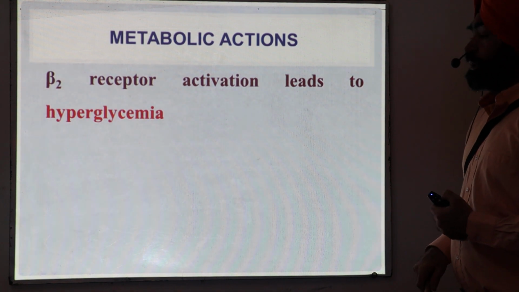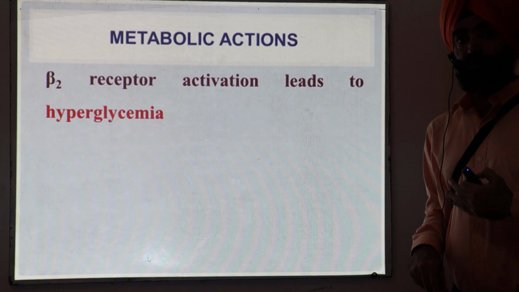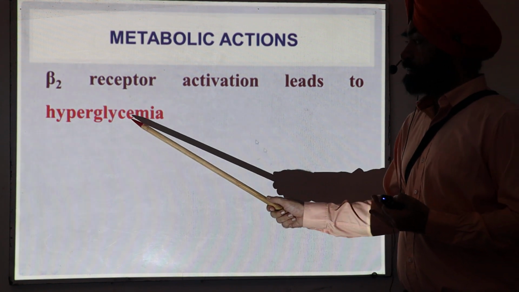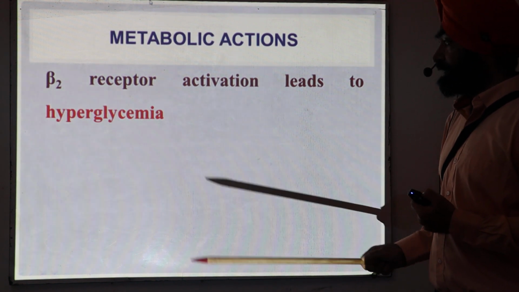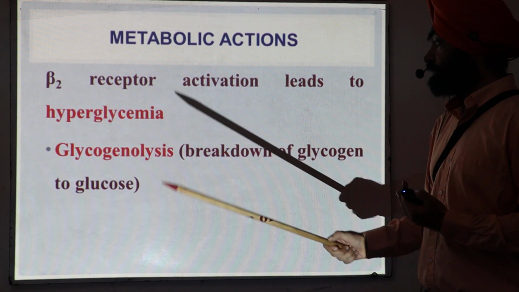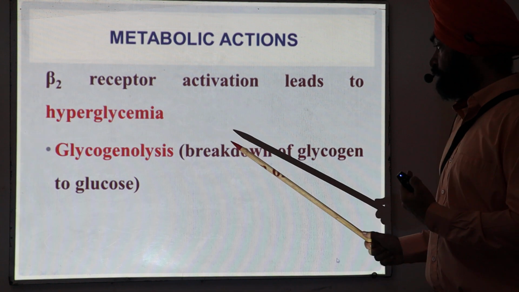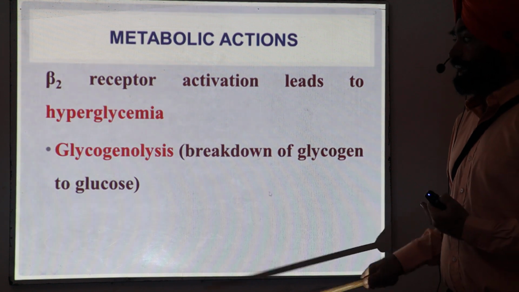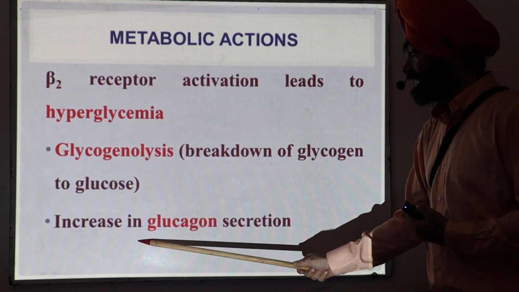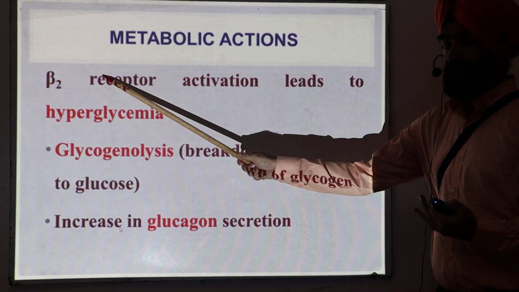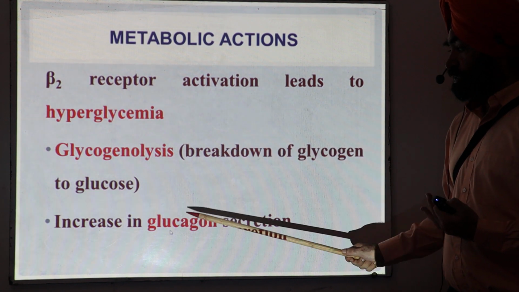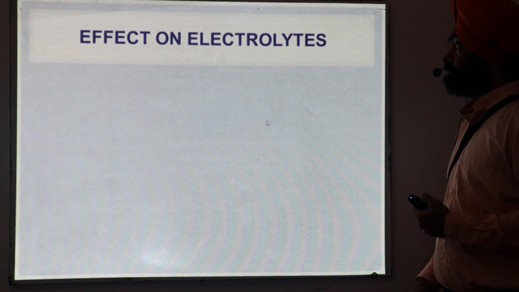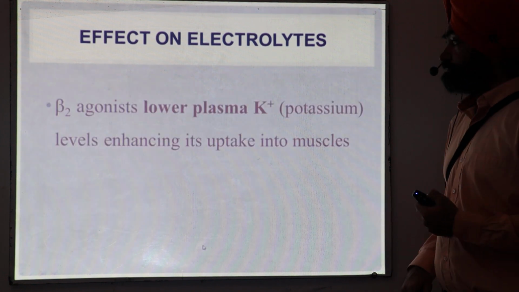Metabolic actions. If you give beta 2 agonists, they increase the glucose level in the blood. So glucose levels are increased, a condition called hyperglycemia. Why is glucose increased? Because more of the glycogen is broken down into glucose, more glycogenolysis. Why glycogenolysis? Because there is an increase in glucagon. So beta 2 receptor agonists increase glucagon, promote glycogenolysis, and produce hyperglycemia.